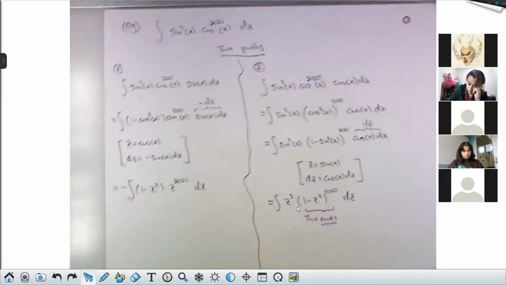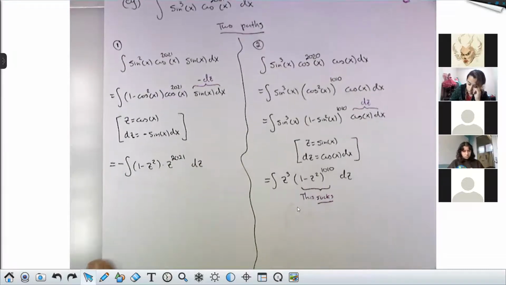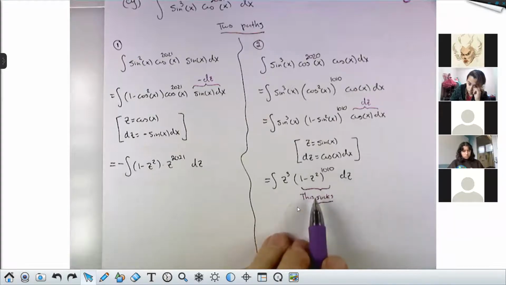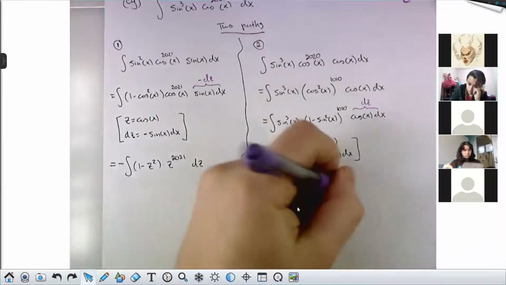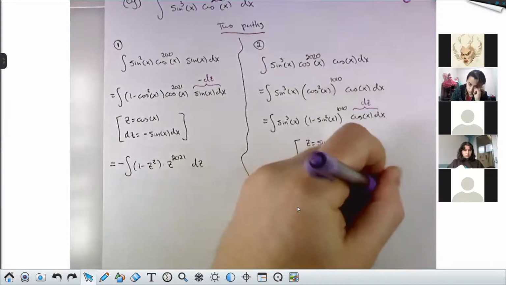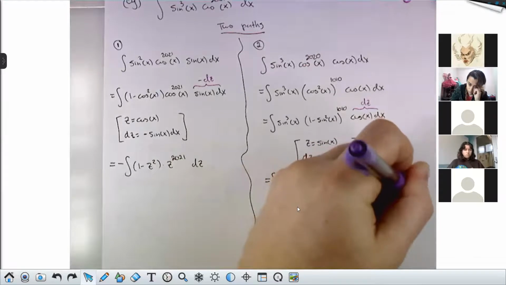And it's not the parity. It's not the even or oddness. If this was 1011, this would still suck, because we'd have to multiply it out.